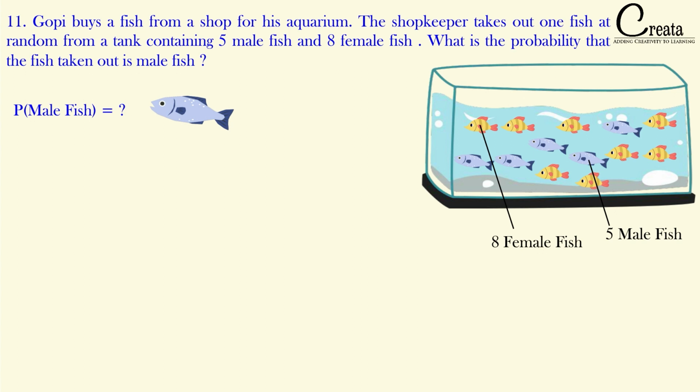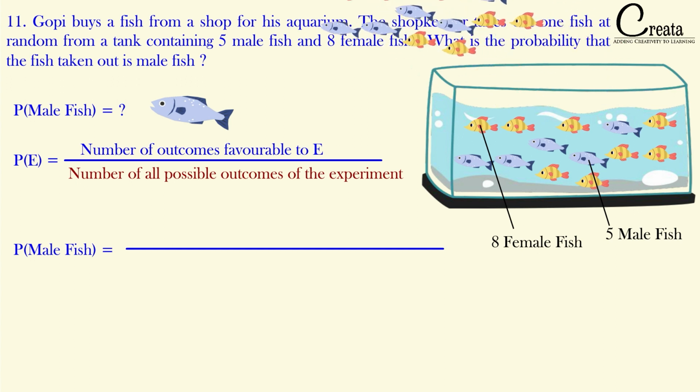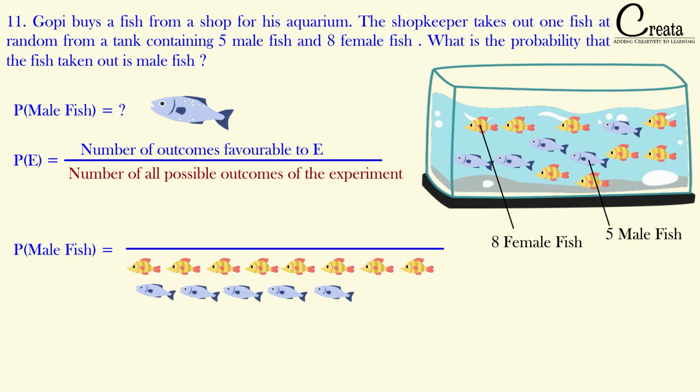Let's take down the formula of the probability, and as usual we will start from the denominator. In the denominator, what are the total possible outcome will be there? We are having total 5 male fish and 8 female fish. So the total outcome will be 5 male and 8 female fish. That will be equal to total 13 fish in the denominator. So we got the total outcome as 13 in the denominator.